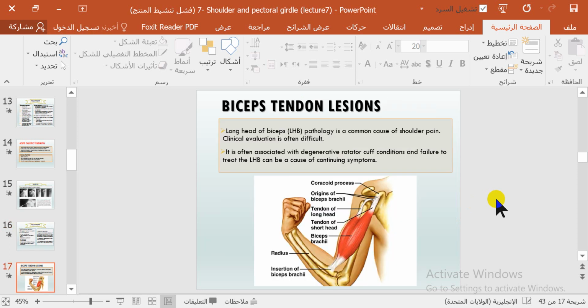Biceps tendon lesions. As you know, you have two heads of the biceps, the long and the short head. The long head of the biceps is the common site of pathology in shoulder pain, and clinical diagnosis is often difficult because it goes inside the joint and is often associated with degenerative or rotator cuff conditions. Failure to treat the long head of biceps can be a cause of continuing symptoms. Sometimes you give analgesia and anti-inflammatory drugs, but there is no response because of the inflammation of the long head of the biceps.